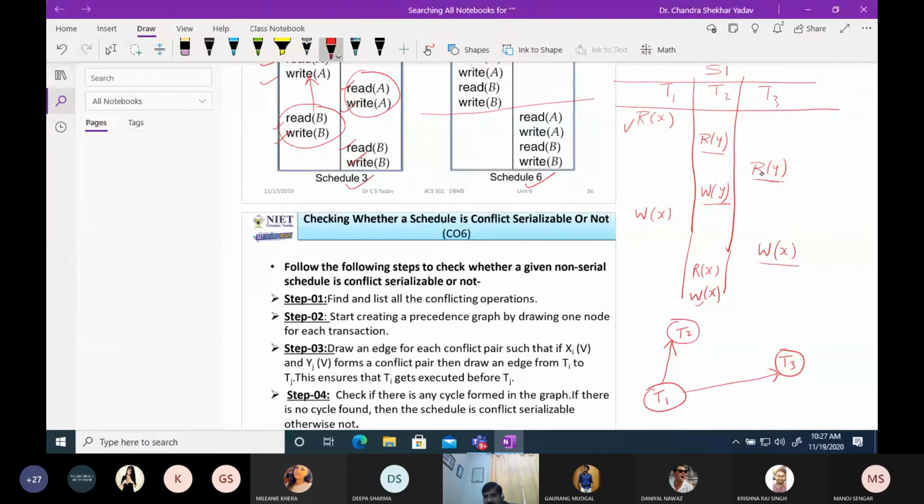T3 performs read operations on Y and T2 performs write operations on Y. So T3 performs read operations before T2 on the same data item, and read-write means confliction. These two are conflicting instructions. Did you get it? Yes sir. So we will draw an edge from T3 to T2.